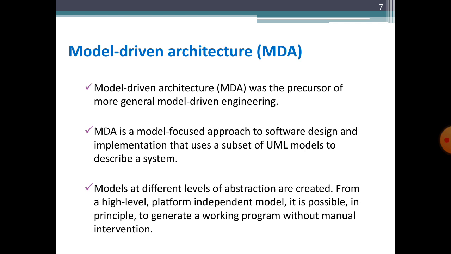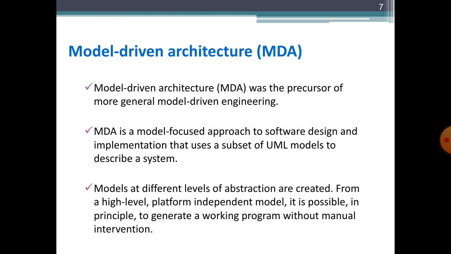So what is model driven architecture? Students, model driven architecture was developed in 2003 and 2004 respectively. It is a model focused approach to software design and implementation that uses a subset of UML models to describe a system. Here, models at different levels of abstraction are created. We will also discuss its graphical overview in a later slide.